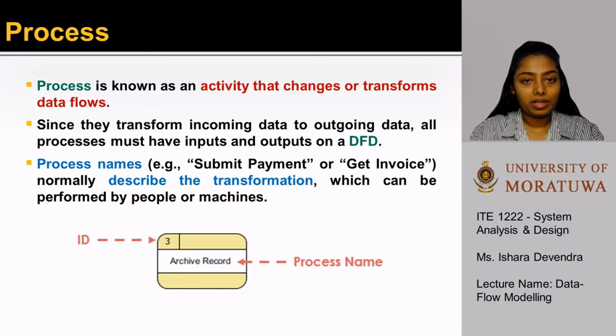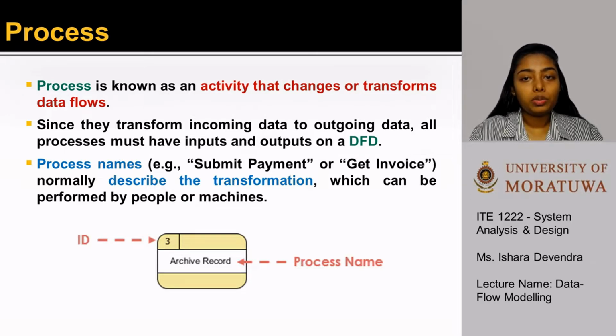Next symbol is the process. A process is known as an activity that changes or transforms data flows. It is also known as an activity, work, or action. Since they transform incoming data to outgoing data, all processes must have inputs and outputs on a data flow diagram. Process names normally describe the transformation, which can be performed by people or machines. As an example, we can say some processes like submit payment, get invoice, and activate records.